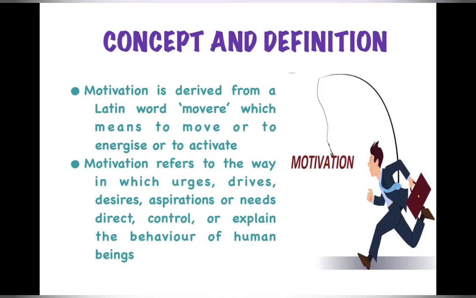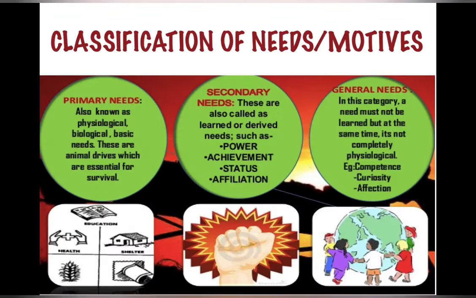Before we move on to the theories of motivation, let's first classify the needs or the motives. Needs can be classified into three different categories. First is primary needs, also known as physiological, biological, or basic needs. These are the animal's drives which are essential for survival. It includes food, shelter, clothing, good health, education, etc.